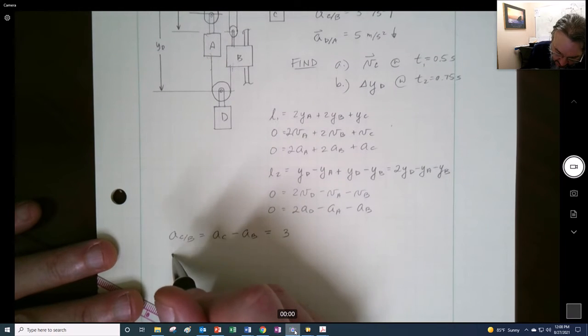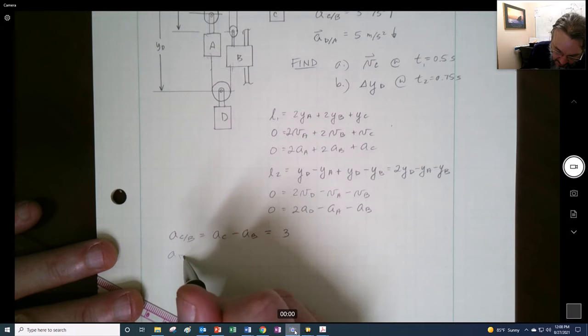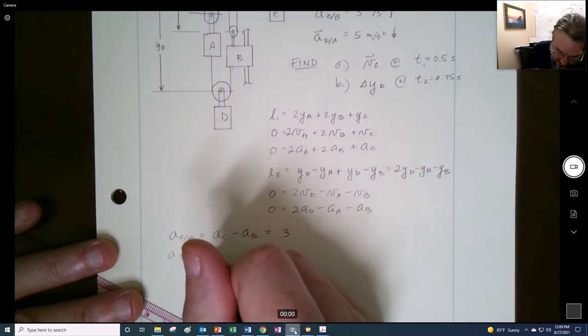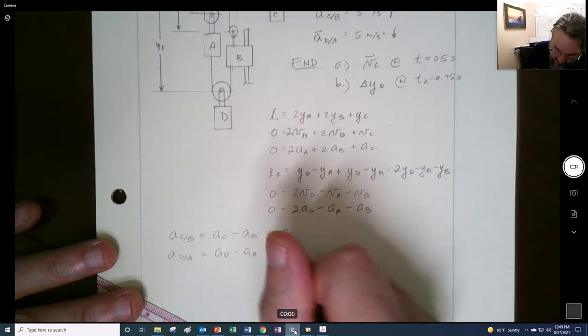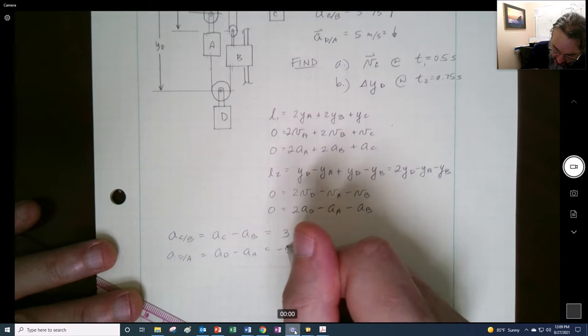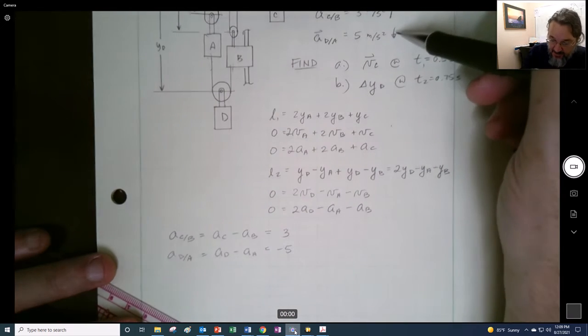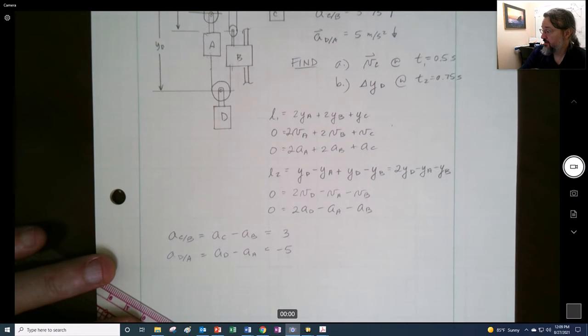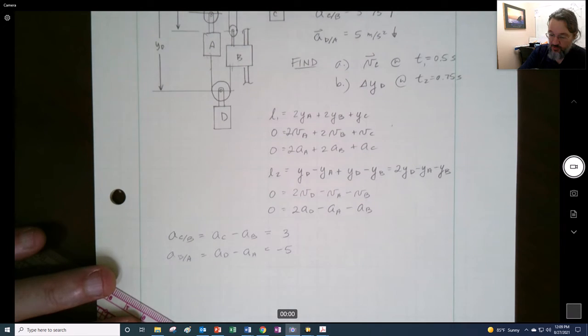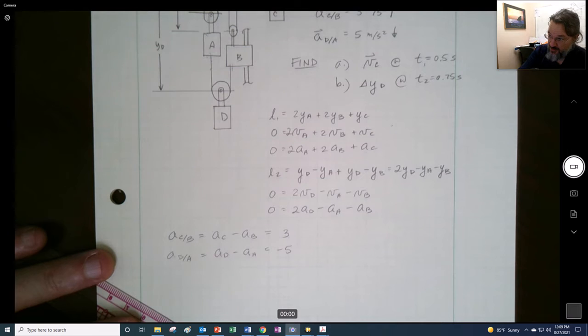And we could also write the acceleration of D with respect to A is going to be acceleration of D minus acceleration of A equal to -5, right? Because it's going down. The difference is downward. Let's see, double check I got everything correct. So what we can do is we can substitute these things in now, right?